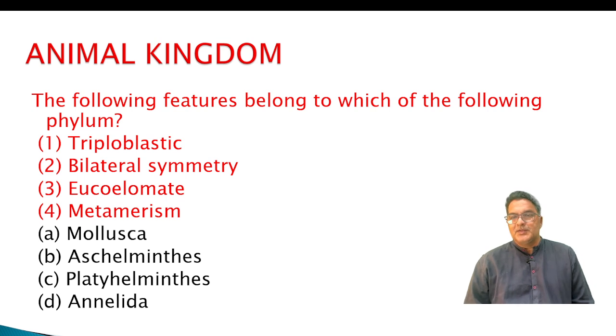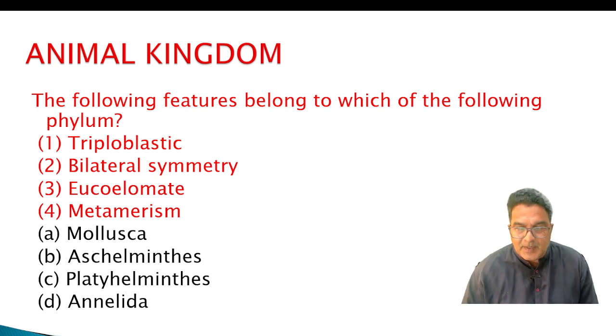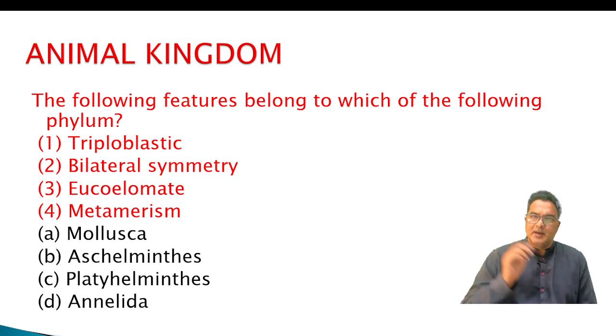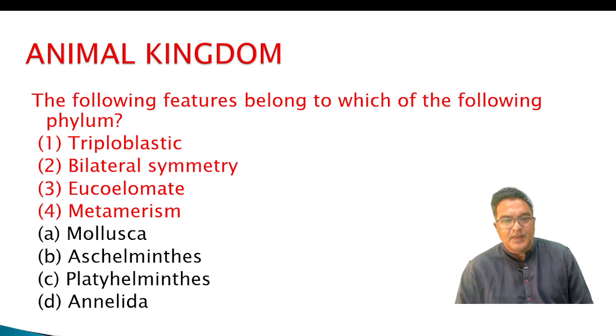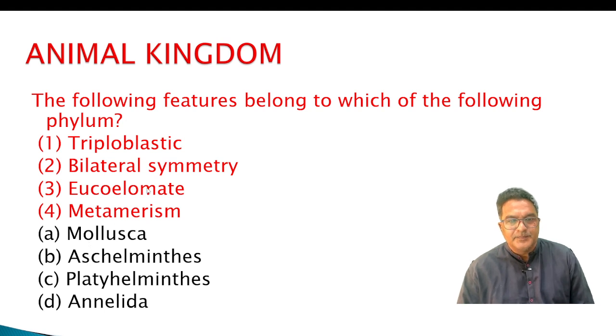The following features belong to which of the following phyla? It's triploblastic. Triploblastic means phylum Platyhelminthes to Chordata will come. Bilateral symmetry: Platyhelminthes to Chordata will come. Eucoelomate: Annelida to Chordata will come. Metamerism: metameric segmentation is a characteristic feature of Annelida, Arthropoda, and a little bit Chordata also. So let's see the phylum here that we have among the three. Annelida is there. So go with Annelida.